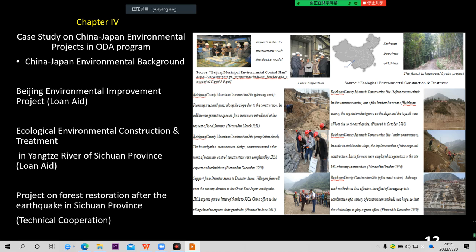And the fourth part is a case study on China-Japan environmental projects in ODA programs. Specifically, as I talked about previously, it's the China-Japan environmental background. And here I mainly used three projects to illustrate, as Japan's ODA put importance on solving China's environmental problems. So the first one is the Beijing Environmental Improvement Project. That's a typical ODA program belonging to the Long 8.